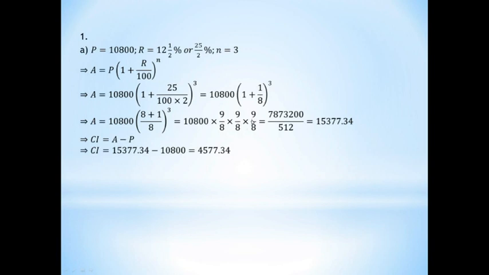If you multiply the numerators firstly, then you'll get 78,73,200 by 512. If you divide this, you will get 15,377.34. This is the amount which you're going to get in the bank. Then, in order to calculate the compound interest, it equals A minus P. So the amount, what we have found out just right now, is 15,377.34 minus 10,800, then we will get 4,577.34.